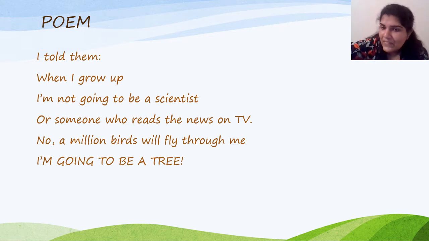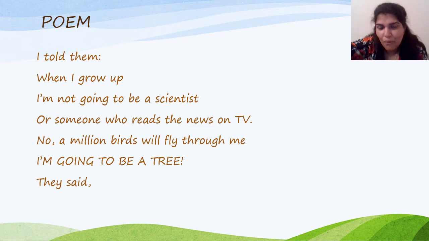So who is speaking these lines? I is the poet Brian Patten. Let's understand more about who is actually speaking in this poem. So the poet tells somebody that when I grow up, I'm not going to become a scientist. I'm not going to become a news reader. No, a million birds will fly through me, right? I'm going to be a tree. When I grow up, I'll become a tree.